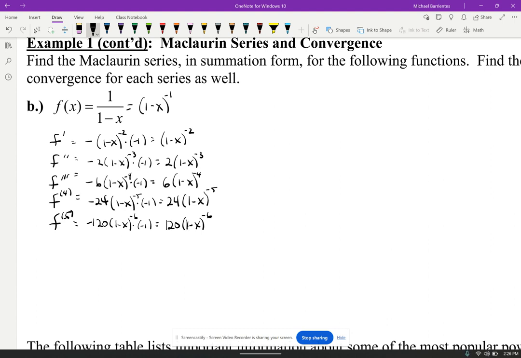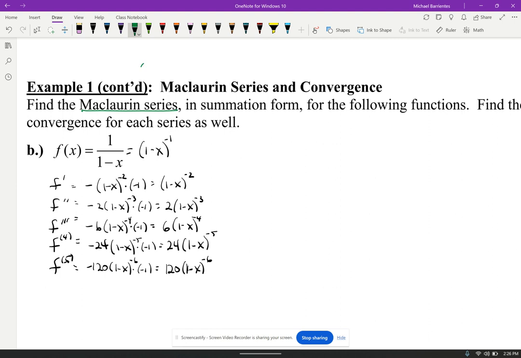Okay, I found my derivatives. Now what do I do? Well, I'm supposed to find the derivative at my center. But my center, because this is a Maclaurin series, my center is 0. So I'm supposed to plug in 0 wherever I see an x. Okay, so f of 0, plug in a 0, that's just 1.